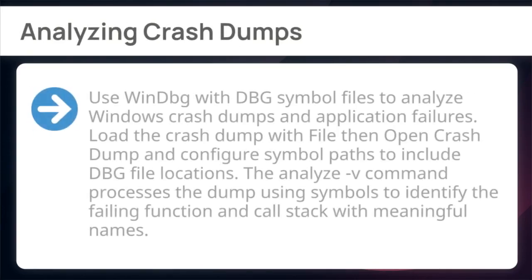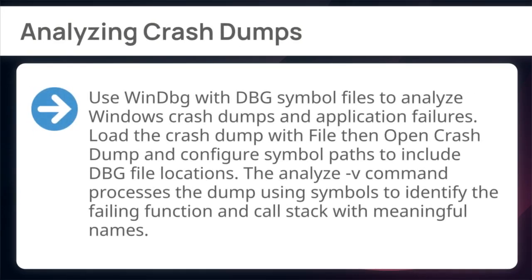Next, analyzing crash dumps. Use WinDBG with DBG symbol files to analyze Windows crash dumps and application failures. Load the crash dump with File, then Open Crash Dump, and configure symbol paths to include DBG file locations. The !analyze -v command processes the dump using symbols to identify the failing function and call stack with meaningful names.